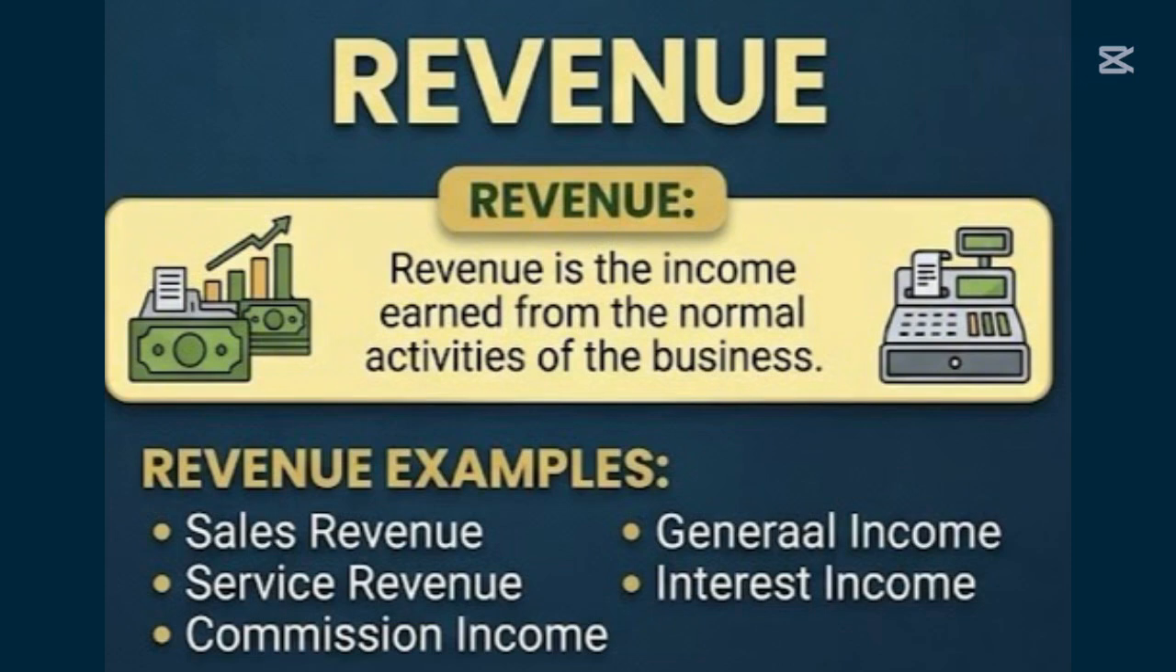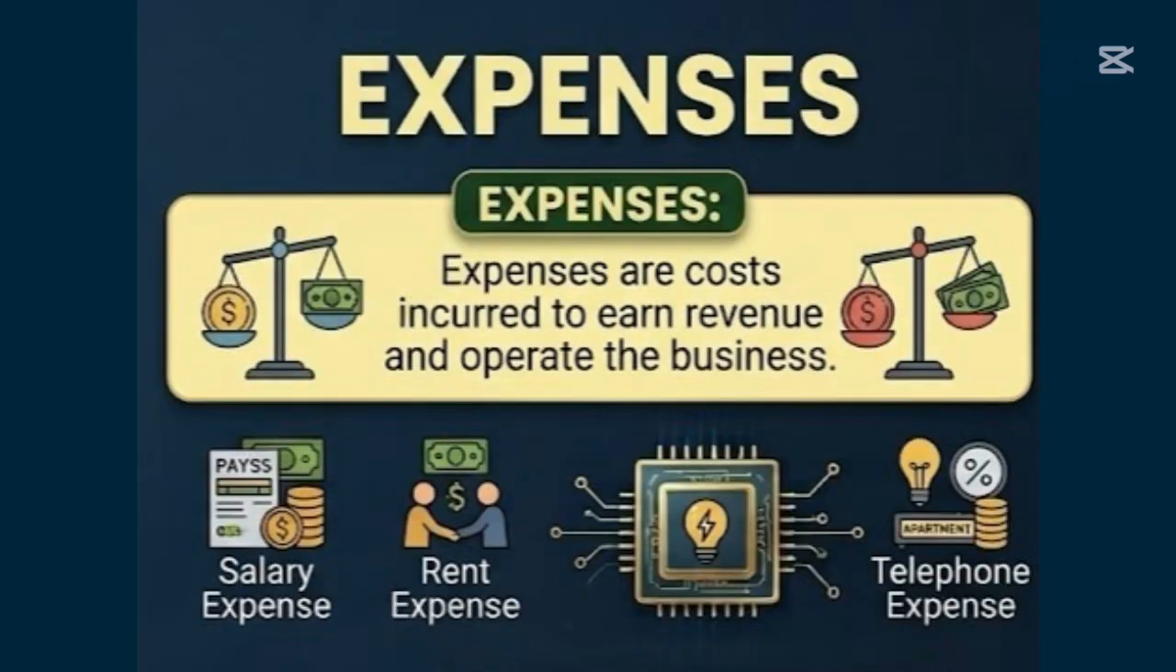It is different from cash because revenue is earned from business activities, while cash is simply an asset that the business owns. To earn revenue, every business has to spend money. These costs are called expenses. Expenses are the costs incurred to earn revenue and operate the business.